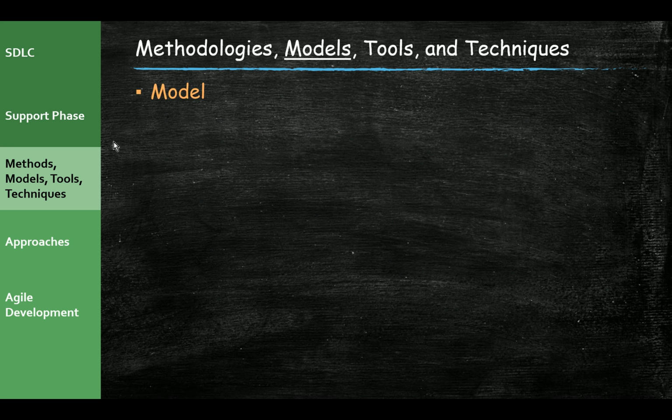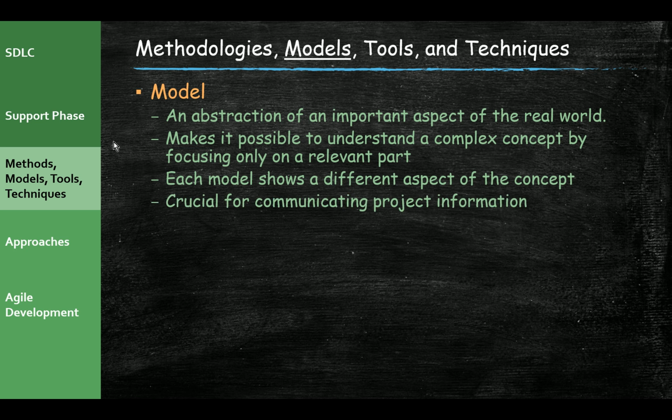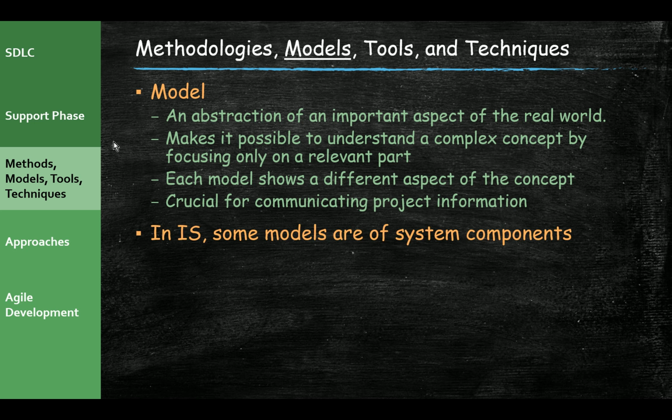So models are an abstraction of an important aspect of the real world. A model, by the way, is what most of our diagrams would be called. It makes it possible to understand a complex concept by focusing only on a relevant part, and each model shows a different aspect of the concept. It's crucial for communicating project information. It's a lot easier to understand models than it is written explanations. So that's why we do modeling. And modeling is not only to help us understand, which we've talked about in the analysis phase, but also to convey our understanding to stakeholders and also convey a design to the actual developers.